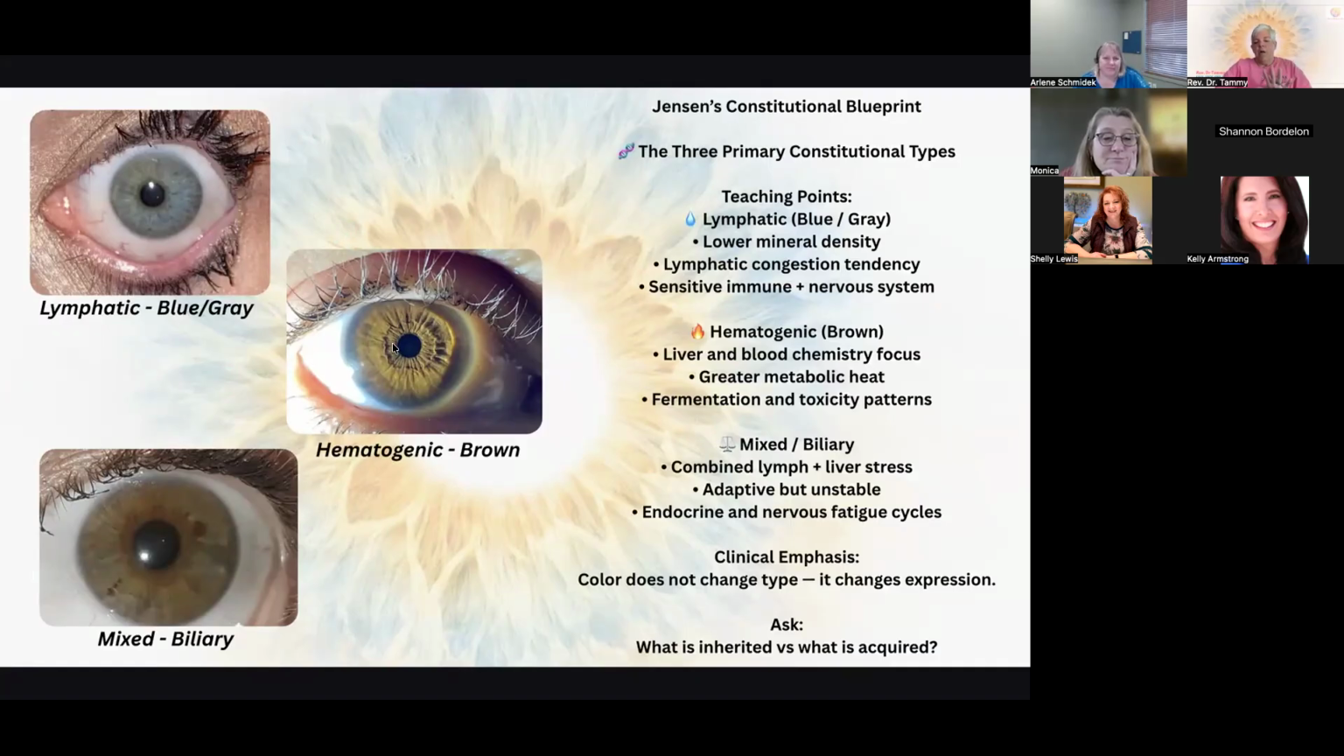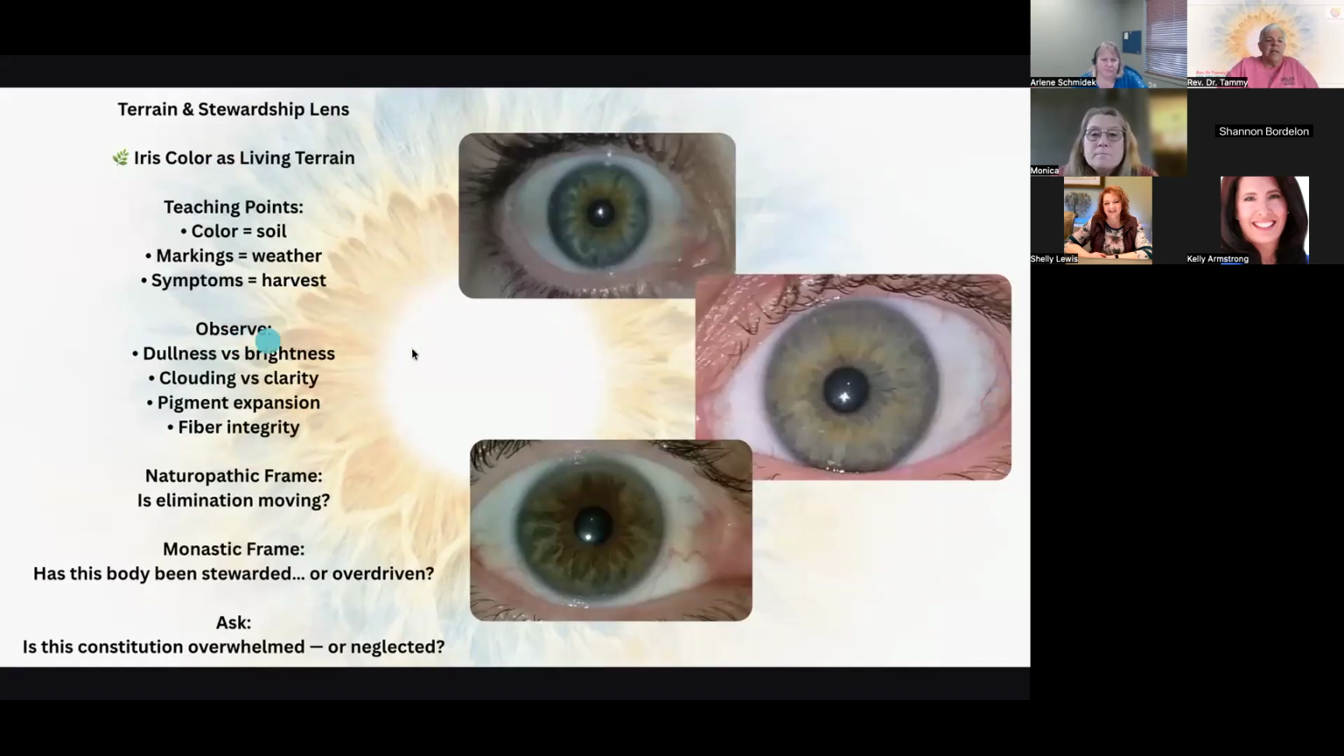All right. So you want to keep that question in the back of your mind when you're looking at the eyes. Is this inherited or is it acquired? All right, let's move on to the next one.